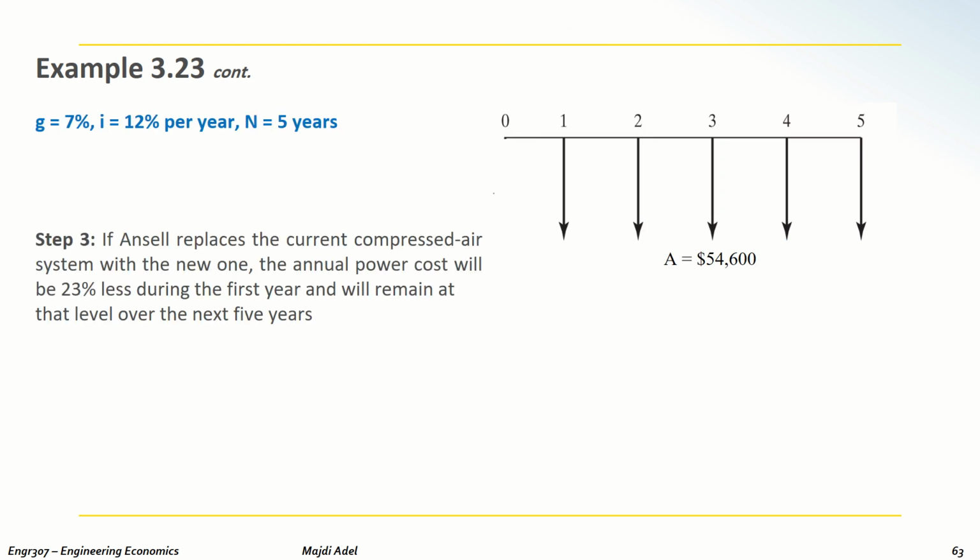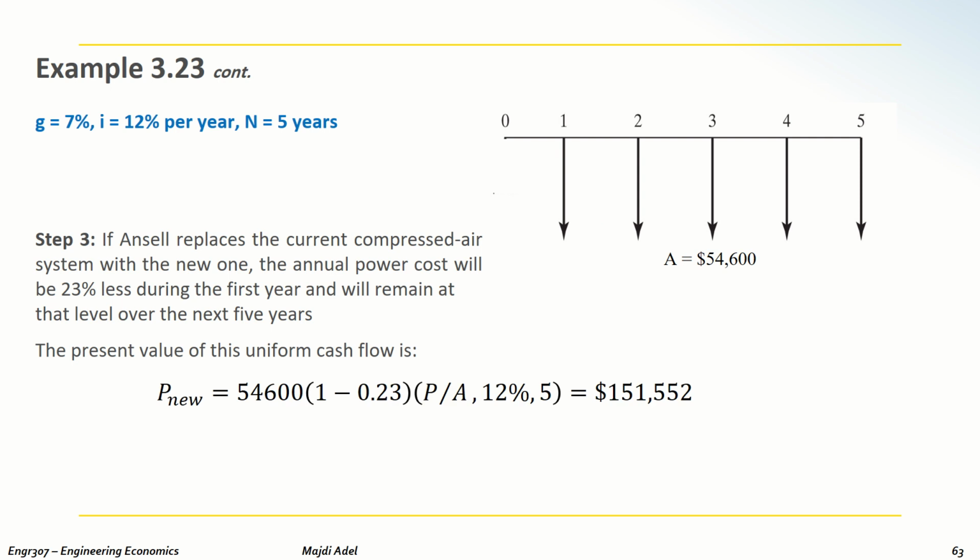Now, if they replace the compressed air system, the compressor will operate 23% less, or the cost of the electricity at the first year is going to be 1 minus 0.23 multiplied by 54,600. So this is going to be annuity cash flow, uniform cash flow. To calculate its present value, we use the factor calculate P given A at 12% and 5 years. The answer is $151,552. 151,552.